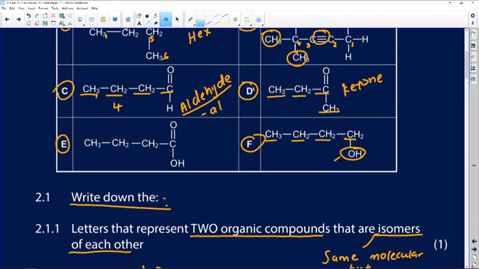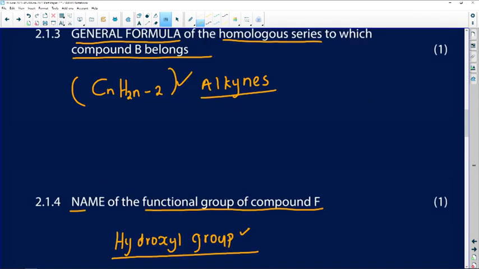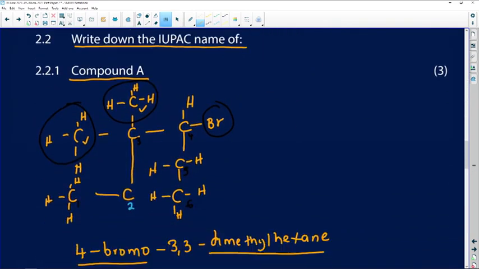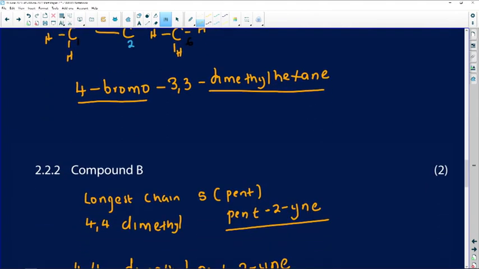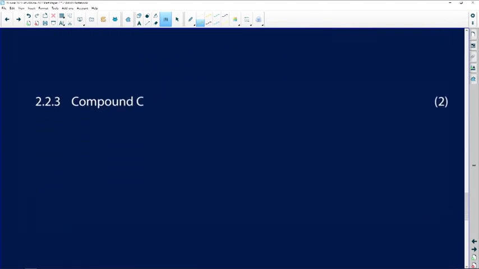In fact, we start counting nearest to the functional group. So it's 1, 2, 3, and 4. So we have butanal. So our answer there is going to be butanal. So the first thing you must identify, look at the homologous series or the functional group, to make it easier for you to then give us the IUPAC name.